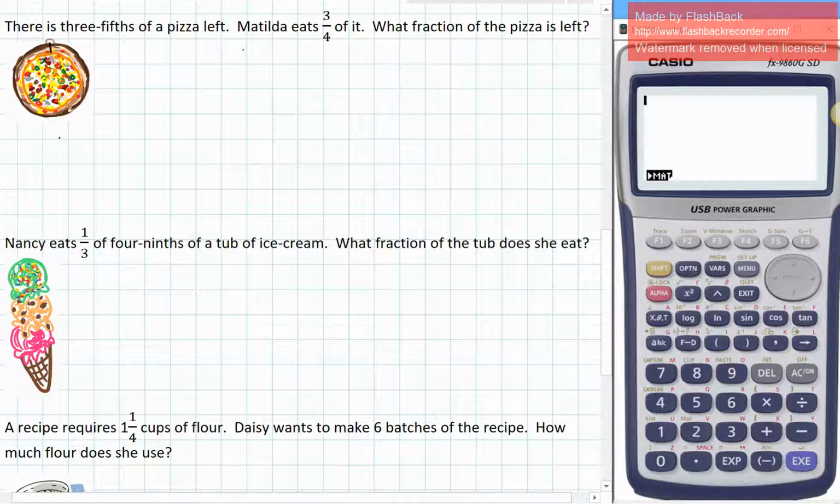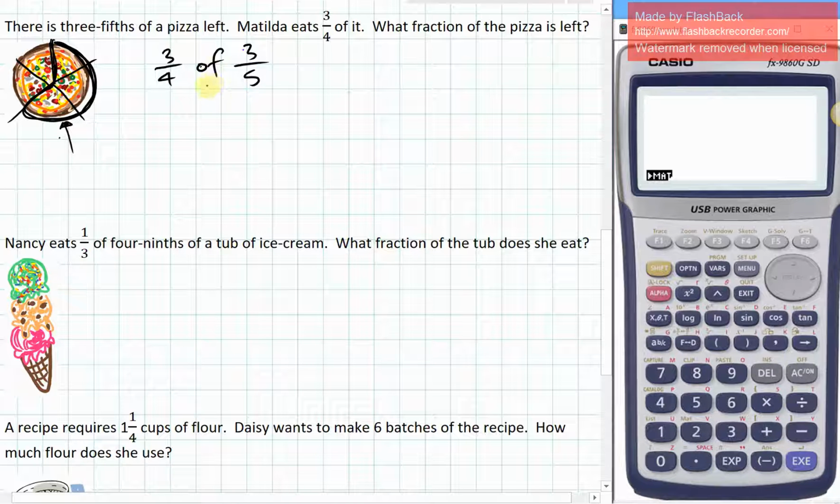So 3/5, if we can imagine say this section here. So 3/5 is left and Matilda eats 3/4 of it. So we're going to be subtracting 3/4 of that 3/5. So we want to find out what is 3/4 of 3/5. To do that, 3/4 of 3/5, we are going to use multiplication.